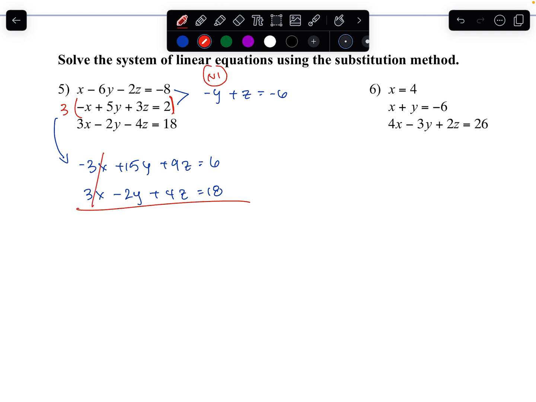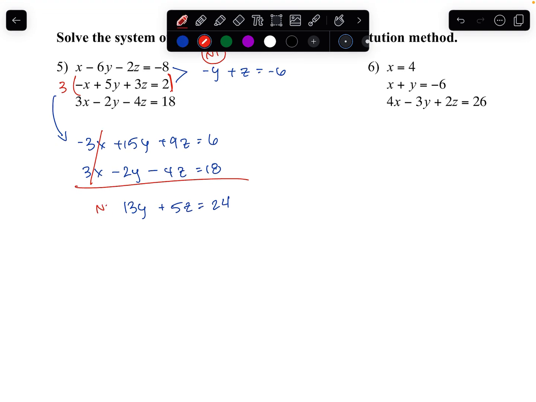Add these together, those cancel. I get 13y plus 13z, and that's going to be equal to, oh boy, I hate almost messing up on these. That's a negative 4z right there. I had it as positive 4z. That's 5z. That's going to be equal to 24.